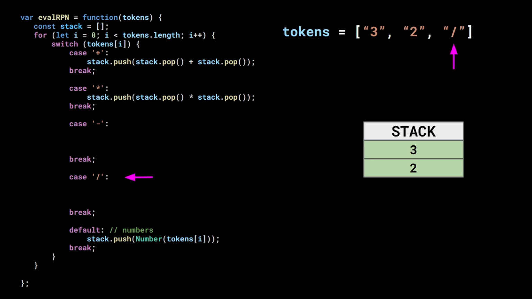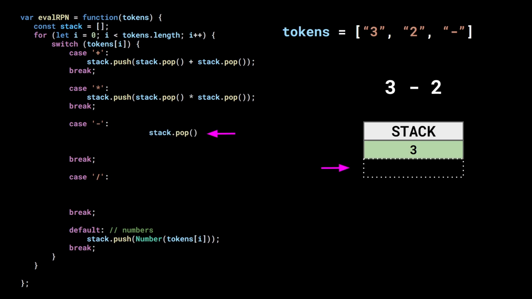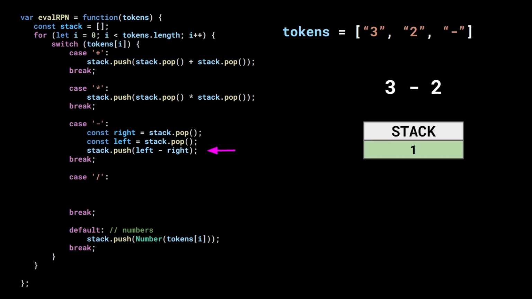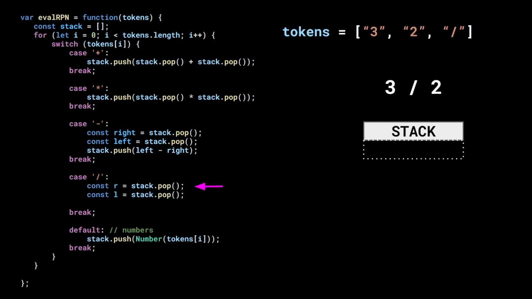For the subtraction and the division, we need to be a bit more careful. Because if, for example, we have the tokens 3, 2, and minus, it means that we are evaluating the expression 3 minus 2. And the first element we pop is the right operand, and the second one is the left operand. So after storing the operands, we can apply the operation and store the result in the stack. For the division, it's the same idea, so we can store the last two operands in variables, apply the division, truncate the result, and push it to the stack.